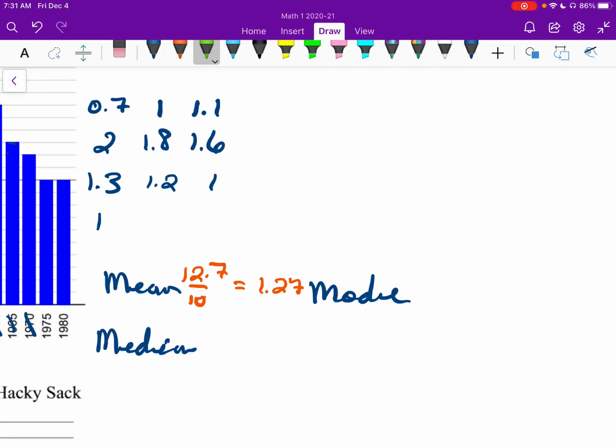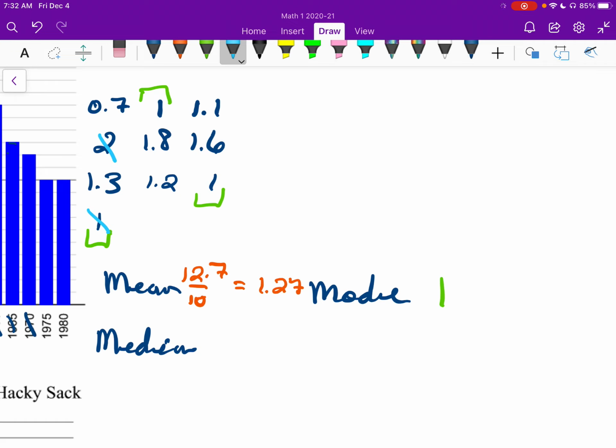So there's my mean. For my mode, my most often one, I have a 1 here, a 1 here, and a 1 here. So my mode is going to be 1. Now for my median, normally I write these in order from smallest to biggest. I'm going to try to do it without doing that. Okay. My smallest number is 1. I'll cross it out. My biggest number is 2.